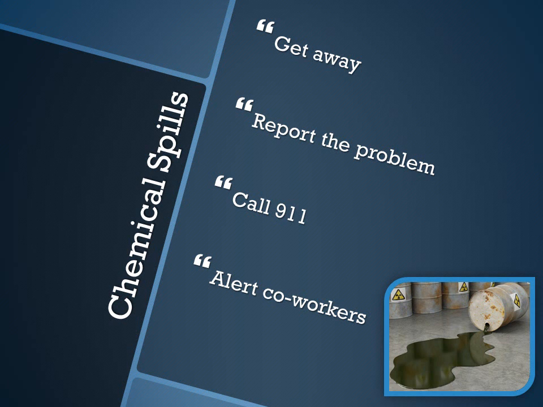Call 911 if necessary. If you can't get in contact quickly with maintenance or your supervisor, call 911. Stay calm on the phone. Make sure you tell 911 the nature of the problem and the building's location. Don't hang up until you've given them the information they need. Alert coworkers. Make sure your fellow employees in the area know about the spill. Let people know they should evacuate the building.